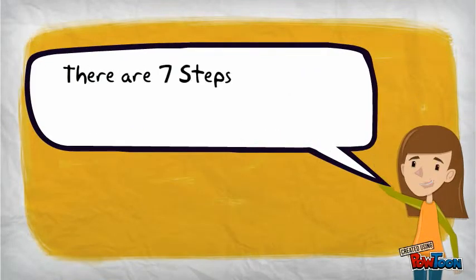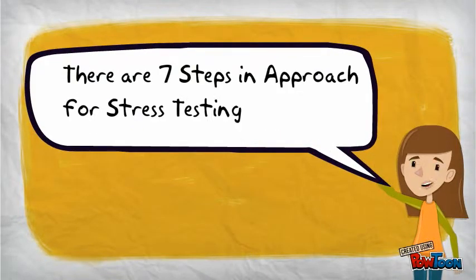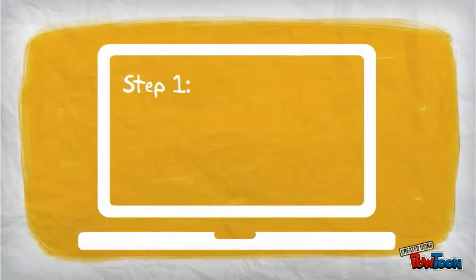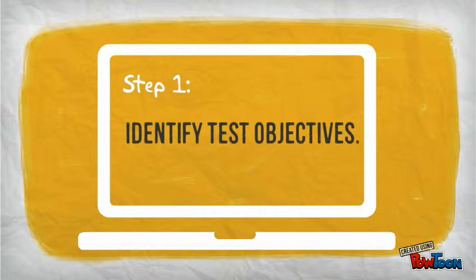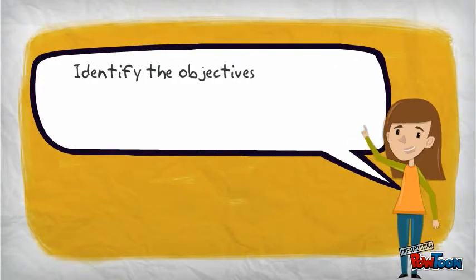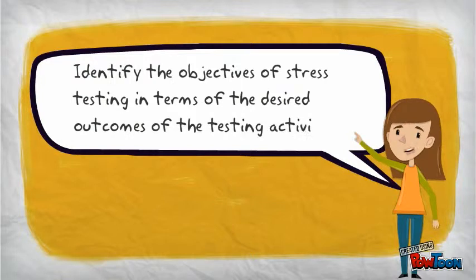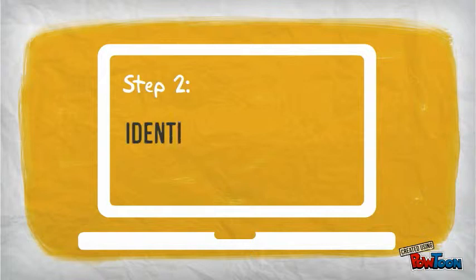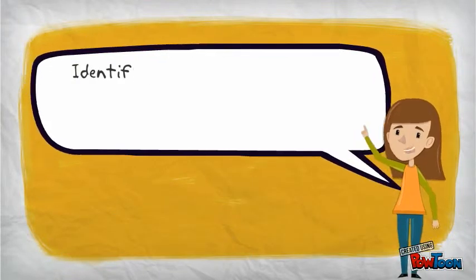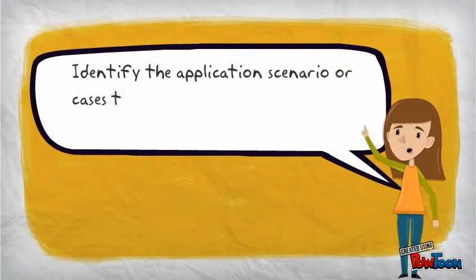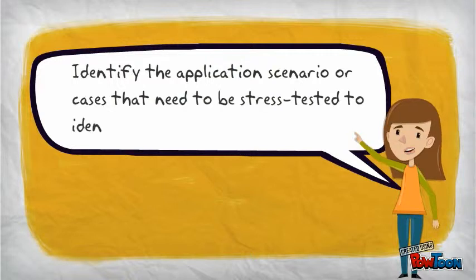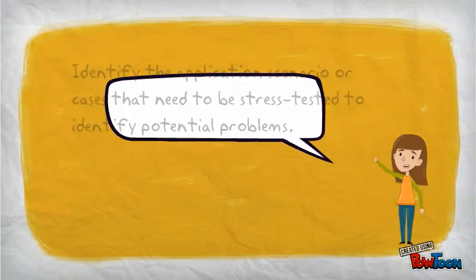There are 7 steps in approach for stress testing. Step 1. Identify test objectives, meaning identify the objectives of the stress testing in terms of the desired outcomes of the testing activity. Step 2. Identify key scenarios, meaning identify the application scenario or cases that need to be stress tested to identify potential problems.